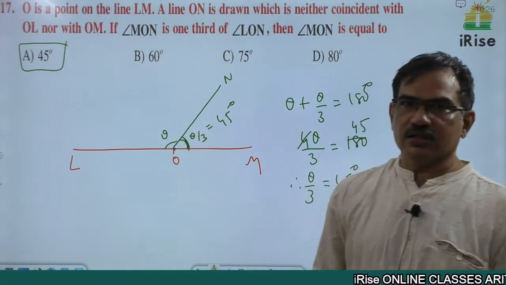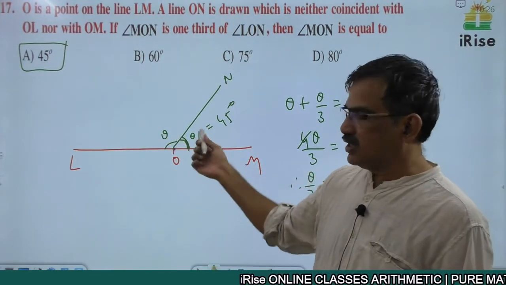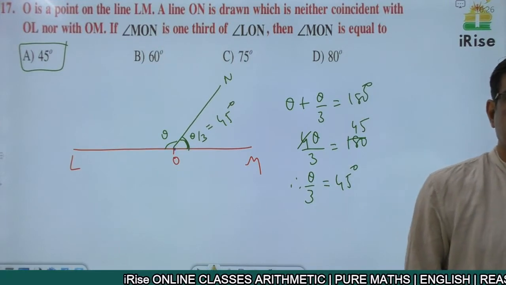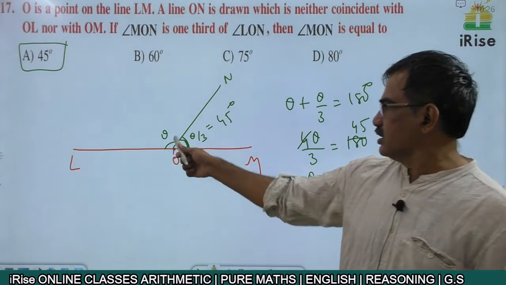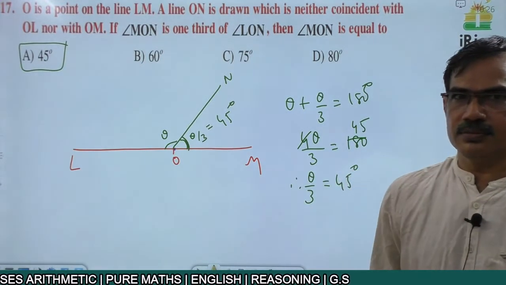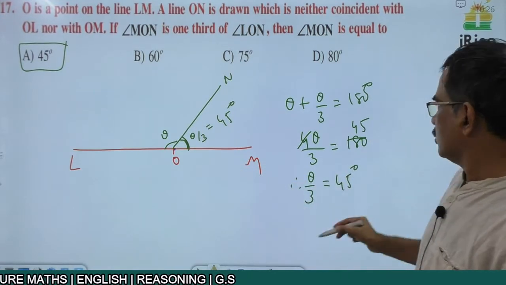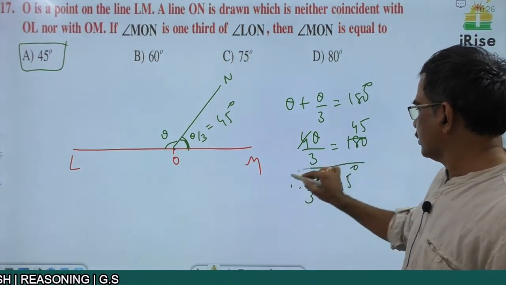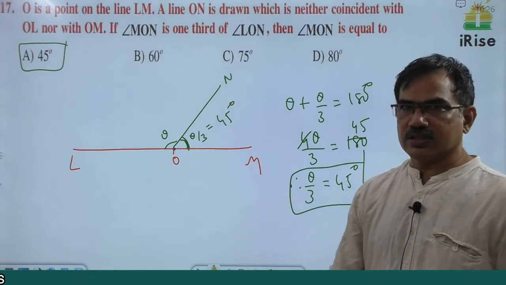Linear pair of angles they form, and one is 1/3 of the other. If this is theta by 3, sum is 180. So find theta by 3 after that. Next question, please. Very simple question.